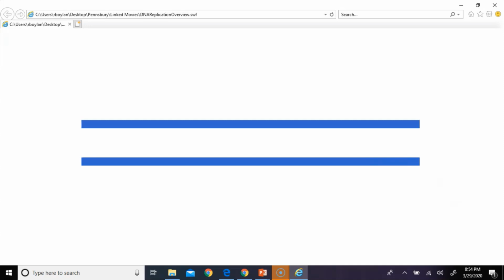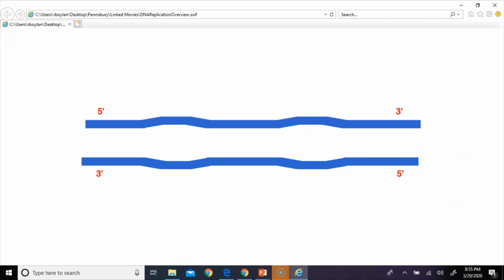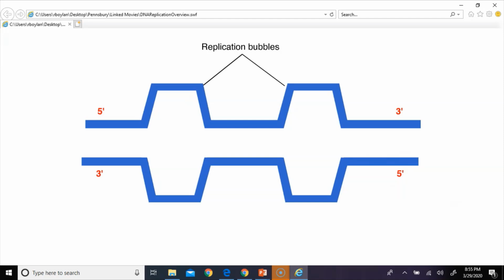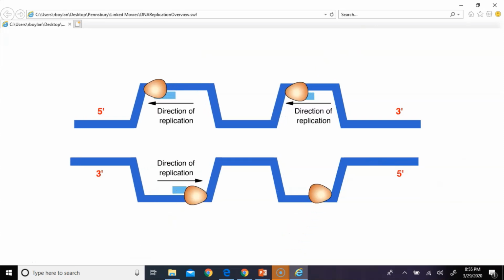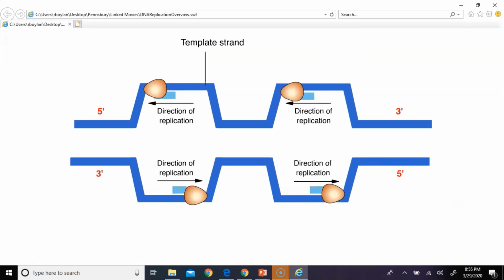For clarity, we have untwisted the double helix. Remember that each DNA strand has a 3' and 5' end, and the strands run in opposite directions. DNA replication begins at specific sites called origins of replication. Proteins attach here and separate the DNA strands, forming replication bubbles, which grow in both directions. Enzymes called DNA polymerases move along the template DNA strands and catalyze the elongation of new strands.